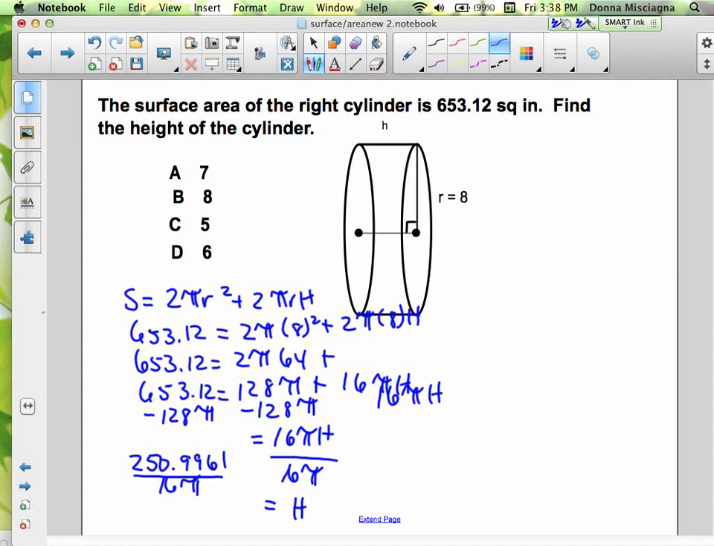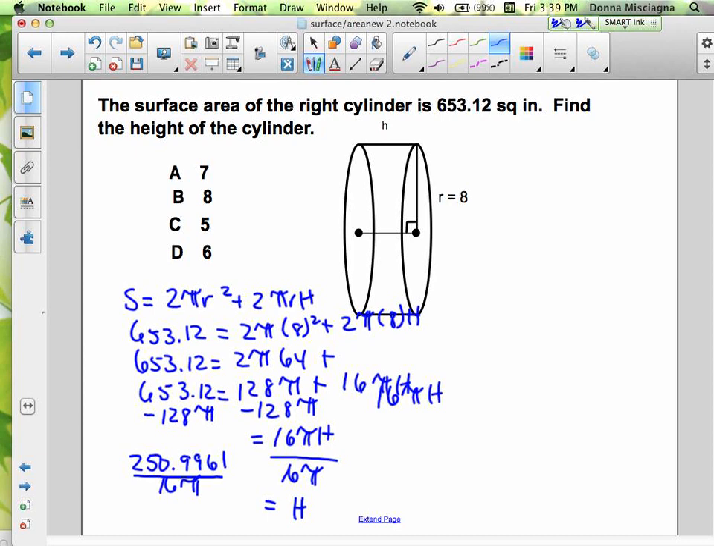I didn't use parentheses. Now that parentheses really matters. It did not matter on the subtraction, because with order of operations, the calculator will multiply 128 times pi first and then subtract. However, on the division, it did not know that I wanted to divide by pi too. So it did order of operations. It did 250.9961 divided by 16, and then it multiplied by pi. And that's why my answer is ridiculous.